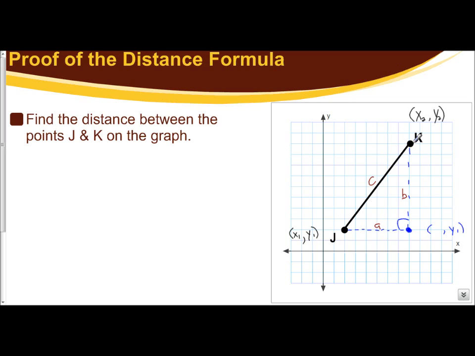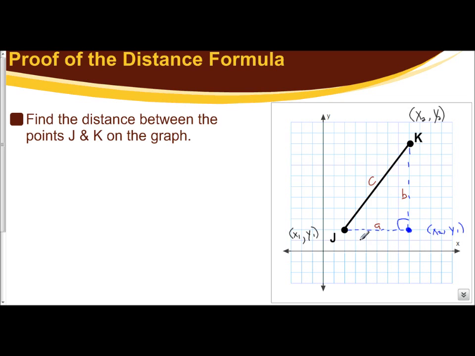The same goes if we focus on the vertical line. The vertical line, I came straight down. I didn't move left or right. So the x value of K is going to be the same x value as this point, which would be x2. So this coordinate is x2, y1.